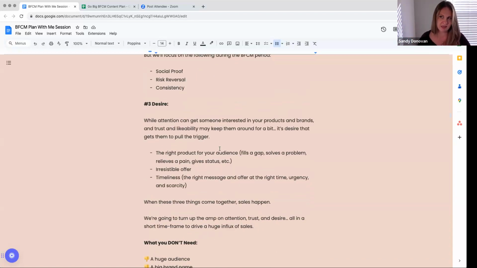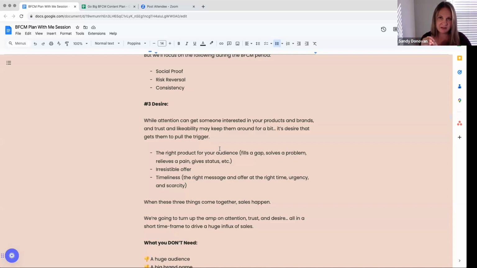But number 3, this ingredient is really important. This is desire. And desire is really what gets people to pull the trigger and whip out their credit card. While they could see your product, maybe in an ad or on social, and while they might read some reviews and even trust your product, if they don't have a strong desire for your product, you're going to have a tough time convincing them to part with their cash to get your product. So we want to make sure that we are building desire all through the Black Friday, Cyber Monday season.